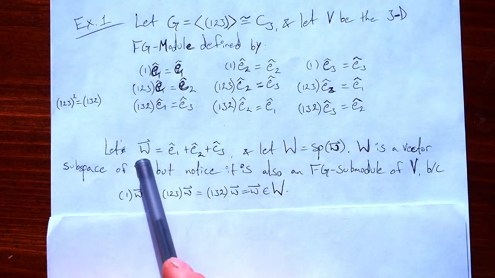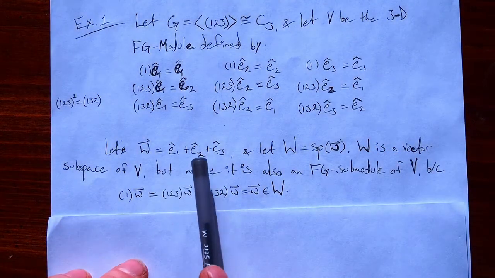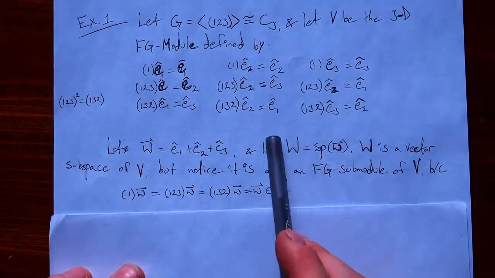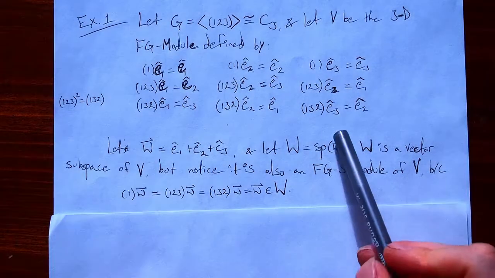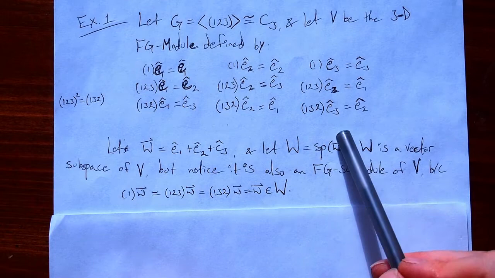But now let's look at the vector w, which lives inside V, and it's just the sum of the 3 basis vectors. I give them little hats because they're unit vectors. Now consider the subspace W, which is the span of our vector w. Spans, by construction, define a vector subspace. So that's a subspace, check.